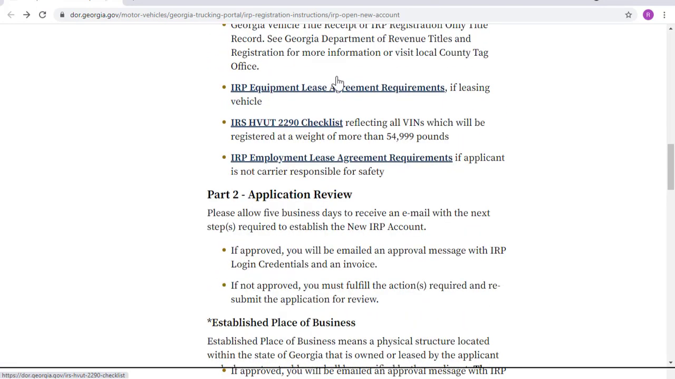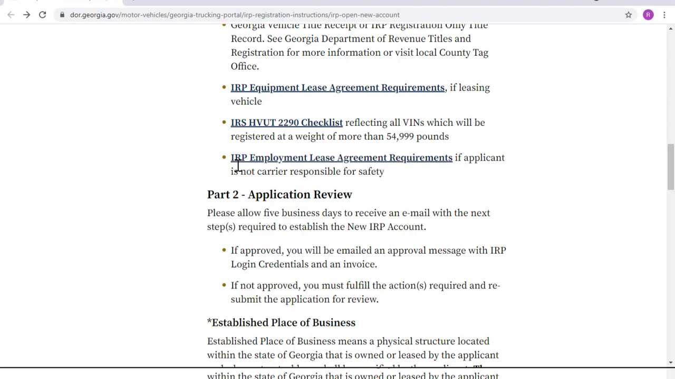So here we are, the IRP employment lease agreement requirements, if applicant is not the carrier responsible for safety. Well, what does that mean? Well, that means that you are running under another authority. And if you are running under another MC, motor carrier, then you are not the person, the company, or the individual that is responsible for safety. All right, that's all that means. And if you're not that person, then they have to fill out this leasing agreement.